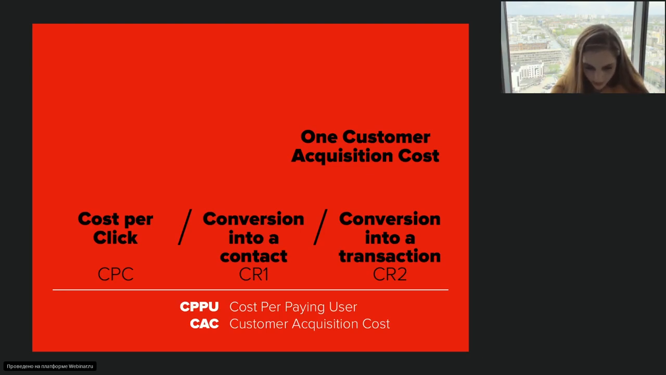The transaction is rarely made with only one step. At least we have two. For example, in this e-commerce, we count a conversion into a contact and a conversion into a transaction. Together they provide us with the amount of expenses for the customer acquisition. So it can also be called cost per paying user and customer acquisition costs. It doesn't matter. Again, there are a lot of different terms.